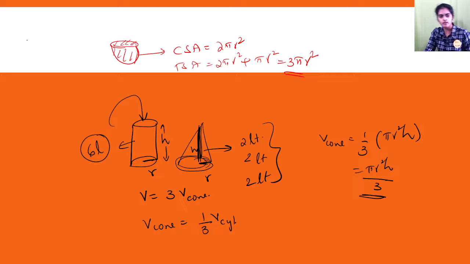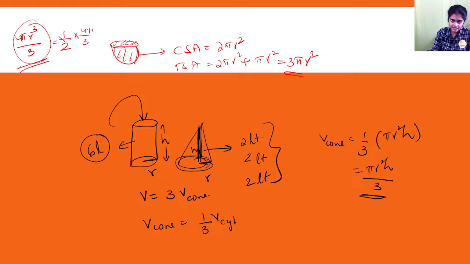Now the volume. The volume of the sphere is 4 by 3 pi r cube. A hemisphere is half of the sphere, so it will be half of 4 by 3 pi r cube. Half of this is 2 by 3 pi r cube. Clear? So you understand the logic of why the formula has come.